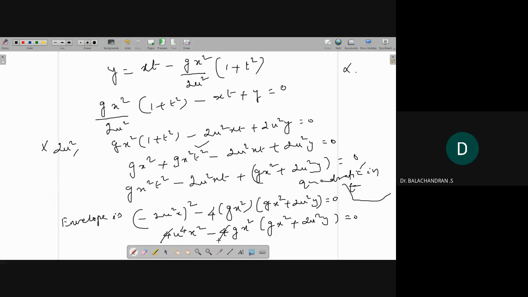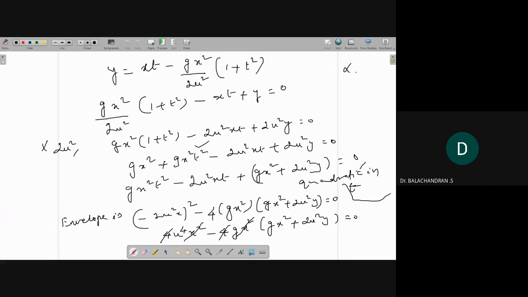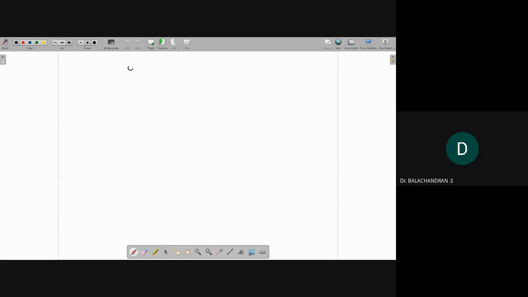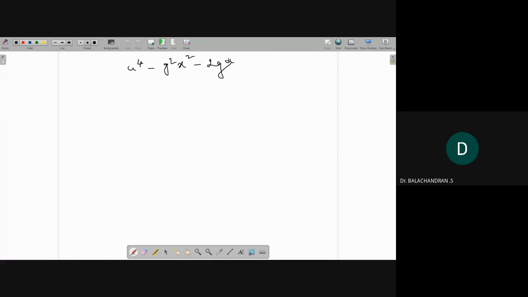So you can divide throughout by 4, and you can also divide throughout by x square, because x is not equal to 0. If x is 0, then y equal to 0, so there is nothing. So remaining you have u power 4 minus g square x square minus 2 g u square y equal to 0. You can stop here.